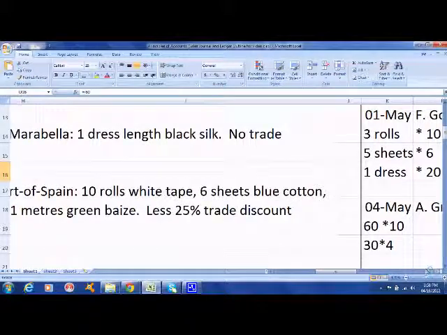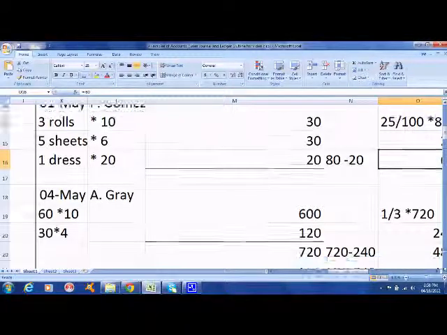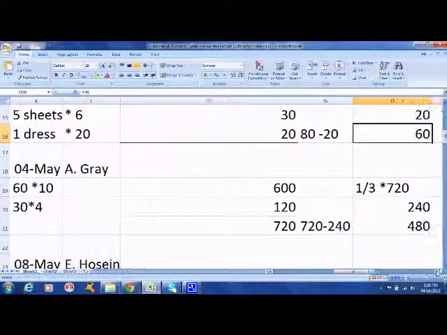The next working says May 4, A Gray, 60 times 10 is 600, 3 times 40 is 120. Remember what the question said, please, and follow while you go along. 600 plus 120 is equal to 720. One third of 720 is what? It gives you 240, and 720 minus 240 is 480. This 480 will go into your sales journal.